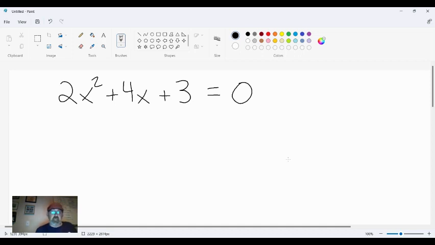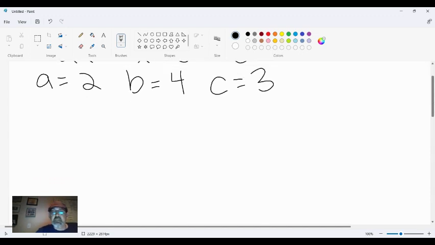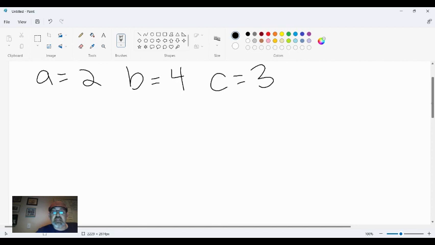Okay, so we're going to use the quadratic formula to solve this quadratic equation. Just by looking at it, we can see that our A is equal to a positive 2, our B is equal to a positive 4, and our C is equal to a positive 3. Now, if you can't remember the quadratic formula, I suggest you go back and memorize it or do what you can to use it. So now we know what our things are.